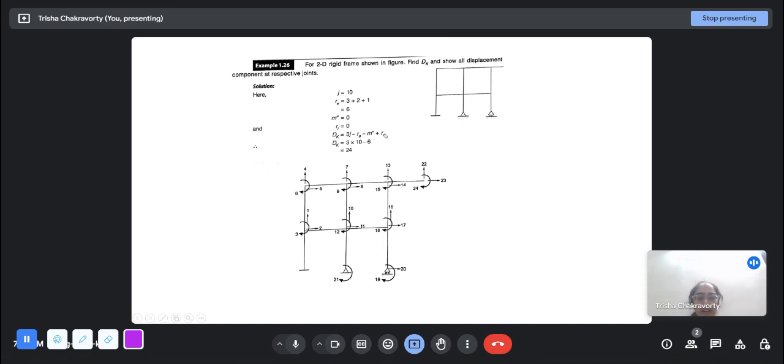Here m dash dash and RR are both not in question. So DK is 3 into 10 minus 6, that is 24. There are 24 degrees of freedom and they have been drawn here basically. At these, Fx, Fy and Mz are all free. At this joint, nothing is free. No rotation, no displacement in x direction, y direction. At hinge support, it can rotate, but it cannot translate. And at the roller support, it can translate in the horizontal direction. It can also rotate, but it cannot move in the vertical direction.